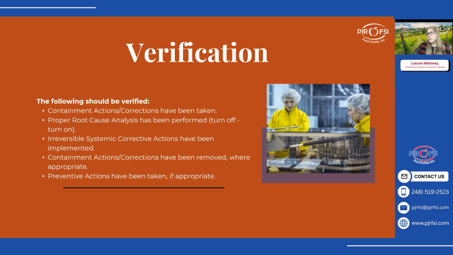And like I said, the following should be verified: that the correction is made, that the root cause has been turned off, and systemic corrective actions have been implemented, and that they're appropriate. You don't want to wait until the next year's audit to get the same nonconformity, as for many food safety standards, this would elevate a minor occurrence to a major occurrence.